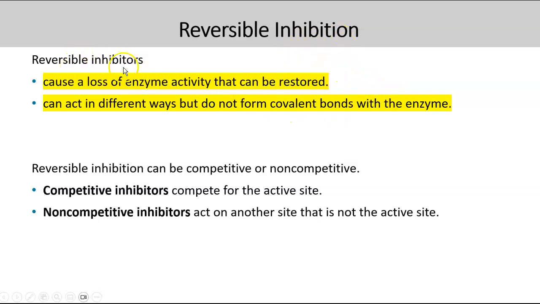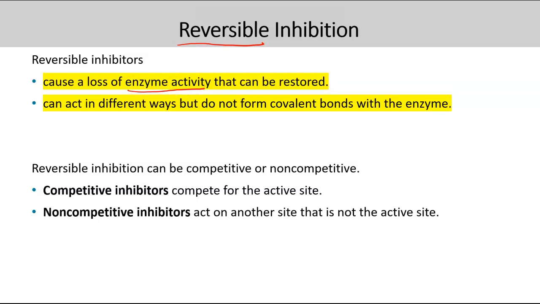Now, reversible inhibitors will cause a loss of enzyme activity that can be restored. So this is important. From the name itself, it says that we can restore it, or go back to the original state of the enzyme mechanism. Okay, so that is a good thing. But still, it is losing the enzyme activity.